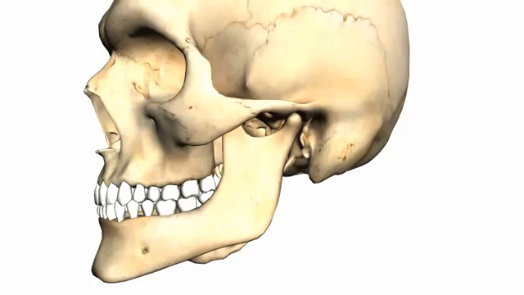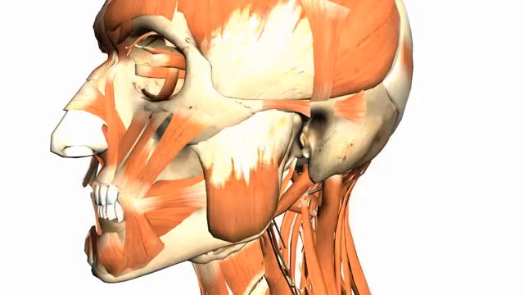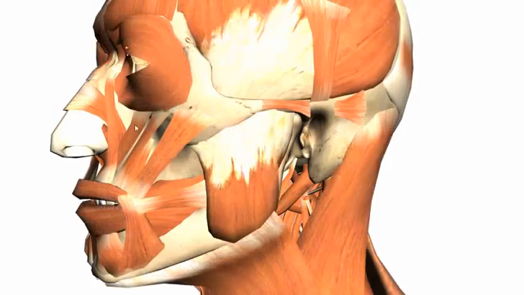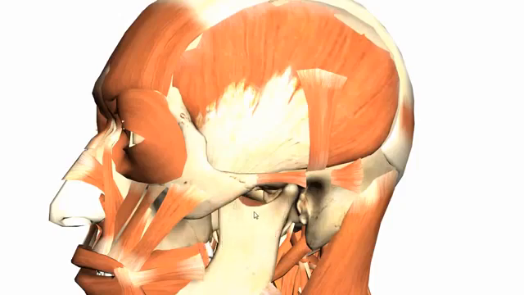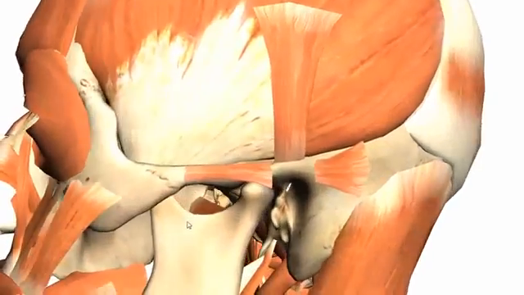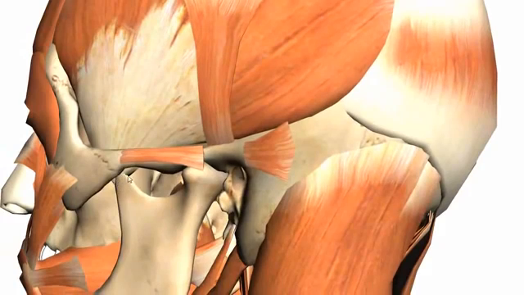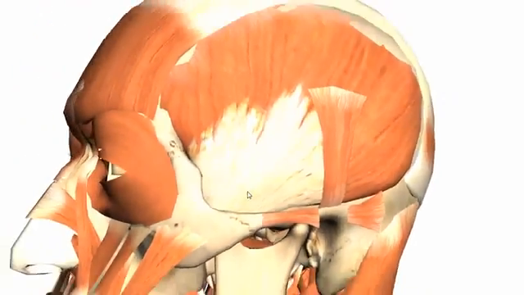So if we just have a look at that, just bring in the muscles. This large muscle here is the temporalis, and I will be doing a tutorial on facial muscles, but just to point out that this muscle inserts onto the coronoid process of the mandible, and this is a muscle that's involved in mastication.